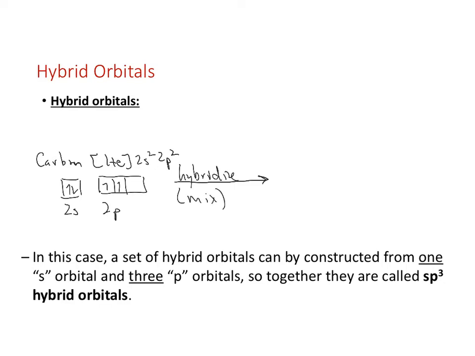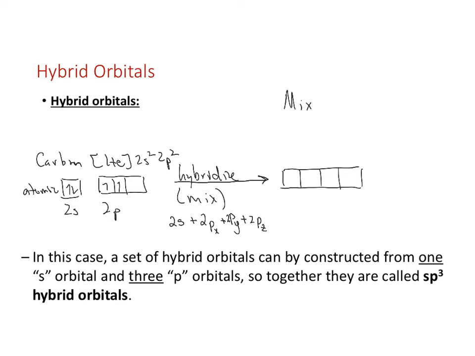And for each of the atomic orbitals you mix in, you're going to get one hybrid orbital out. So we take those 4 orbitals and we mix them together. I'm going to take and mix my 2s orbital plus each of the p orbitals, so 2px, 2py, and 2pz. I mix them all together, and now I'm going to get out 4 hybrid orbitals.